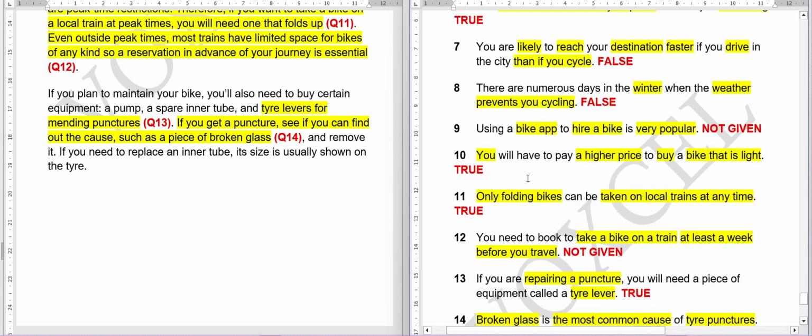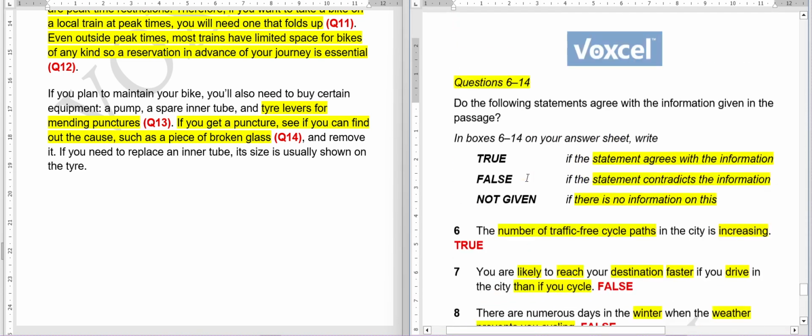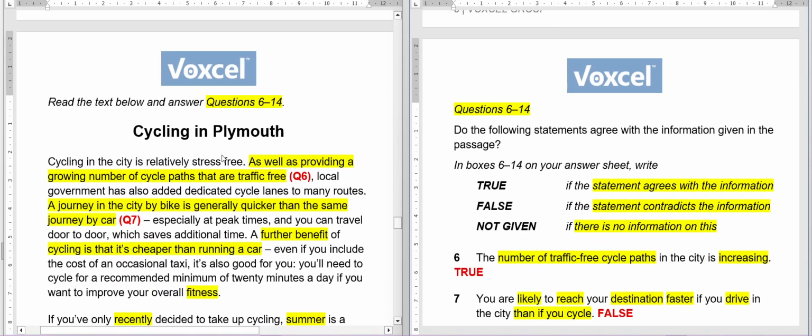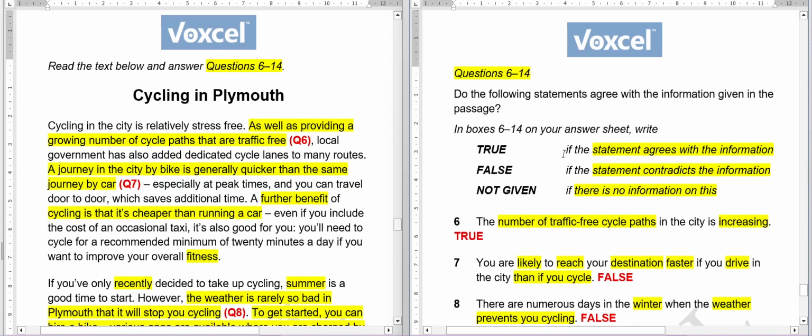Hope it is clear. So this is how you should solve your reading. It will help you to get correct answers every time without fail. You should not match words, but you should match the meaning of these statements and the text. I hope it is clear.